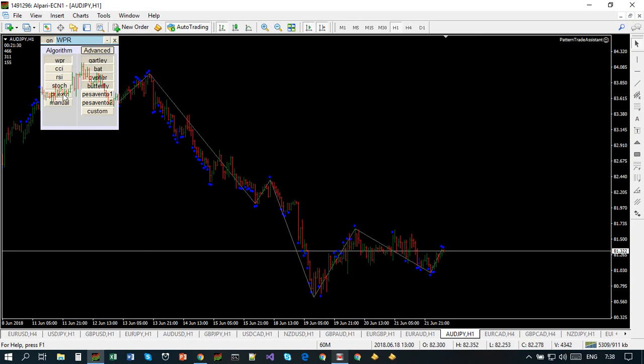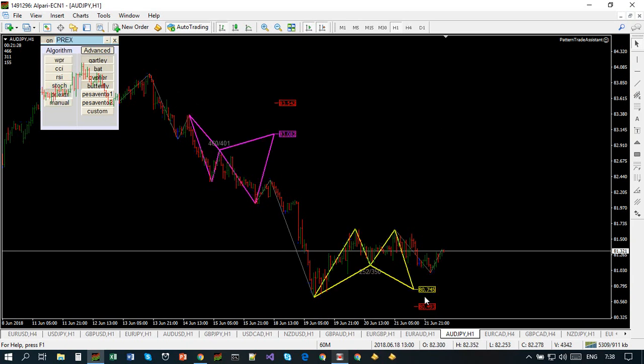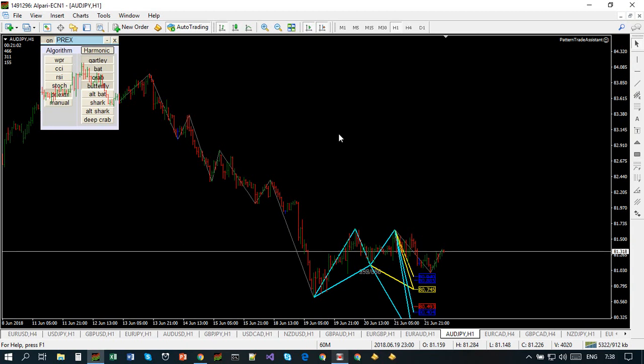3 out of 5 algorithms say that we have this bat formation. Okay, keep an eye on this 80.74 level. Although I dislike that choppy movement, you know, I repeat that again and again, but it is my personal preference. The same bat formation is seen by the harmonic approach, bat pattern. With the harmonic approach we say bat pattern, with the advanced pattern approach we say bat formation, to split these two approaches.